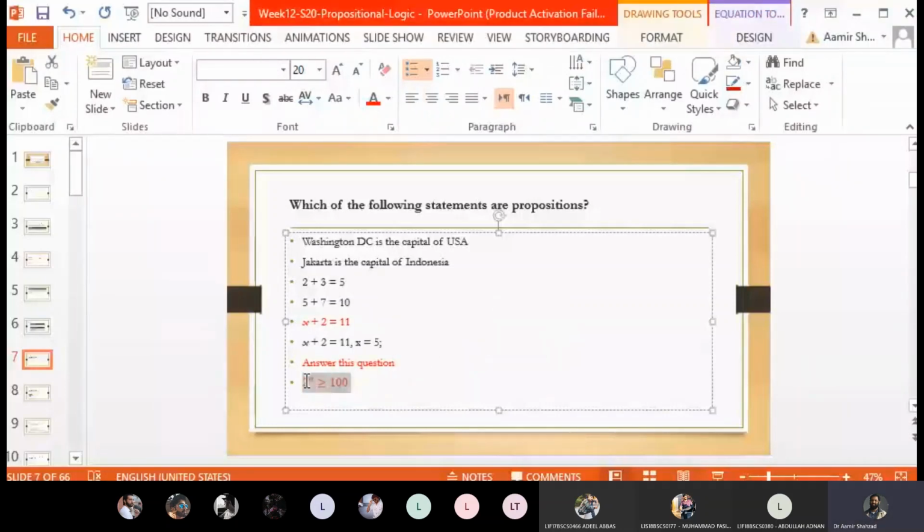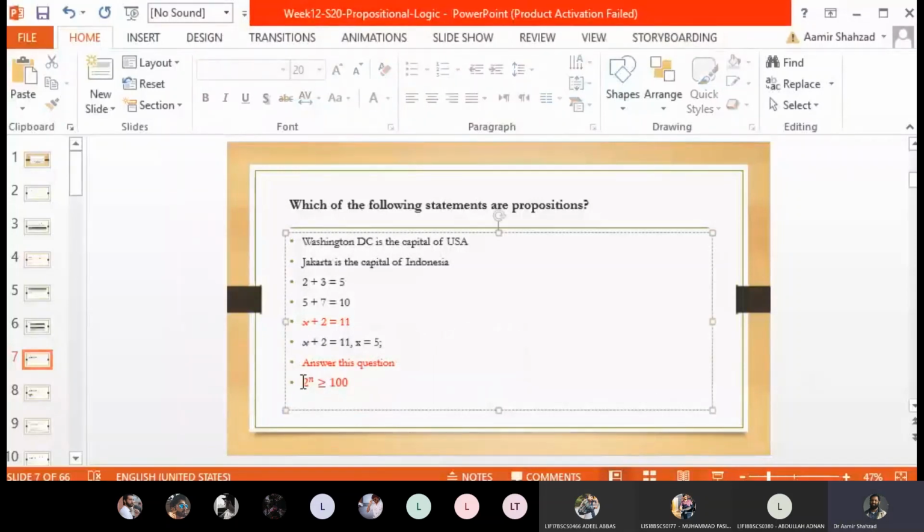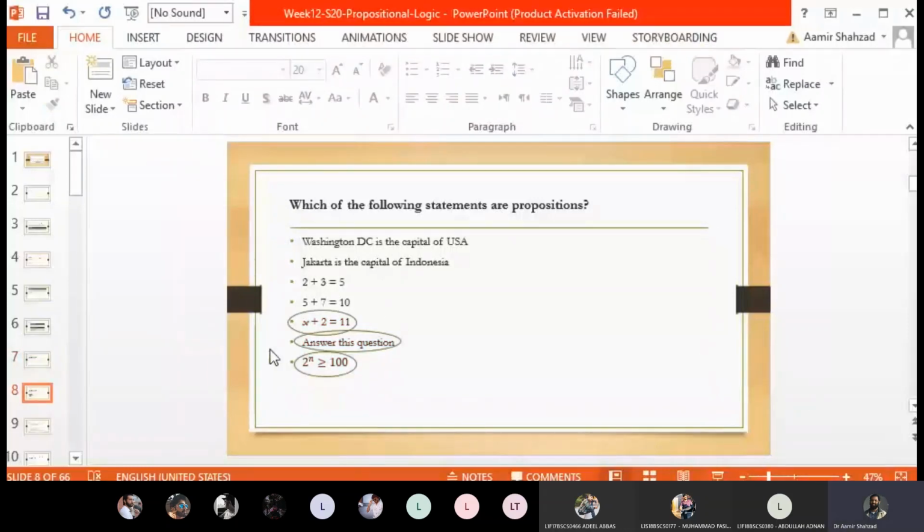Last statement is 2 raised to n is greater than or equal to n at 200. So it's just like x plus 2 is equal to 11. उस तरह की statement है. If we know the value of n, then it is either true or false. अगर हमें n की value नहीं मालूम, then we cannot say it's true or false. So without the value of n, this is not a proposition. So over here I have highlighted these in the circles are not propositions and other statements are propositions. Over here the statements in red are not propositions, statements in black are propositions.